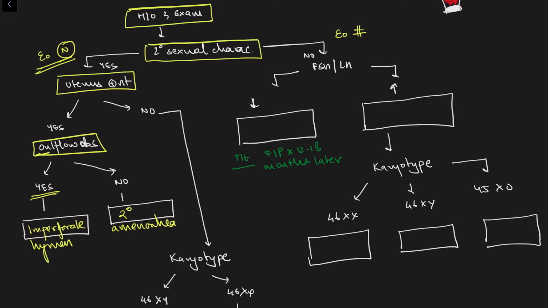If uterus is not seen in this patient, then we go in for a karyotype analysis. If it comes to 46XY, we label it as androgen insensitivity syndrome, and 46XX, this is Mullerian agenesis.